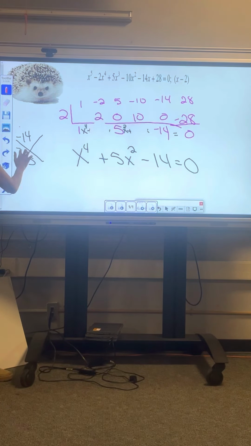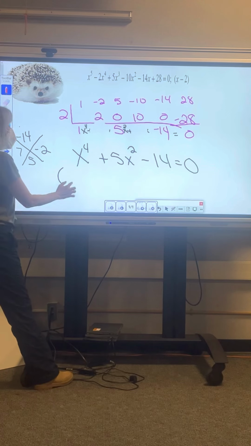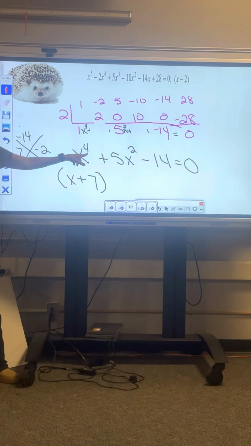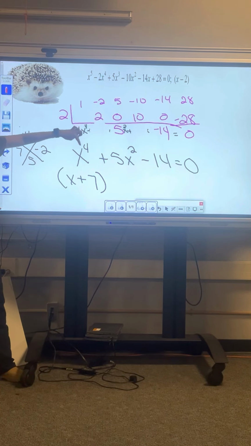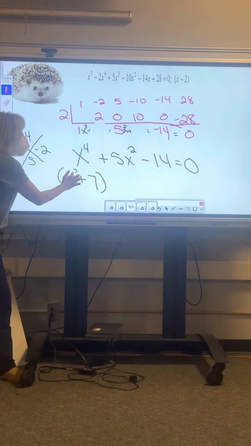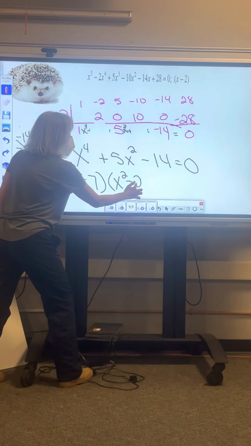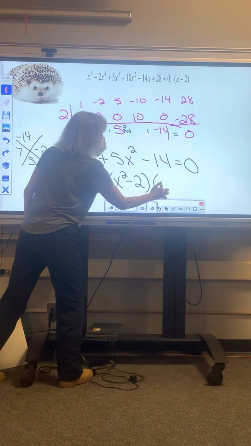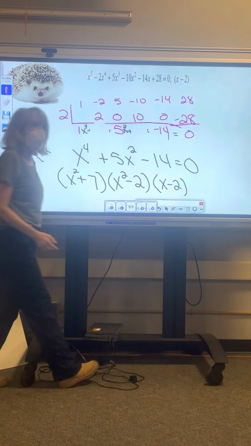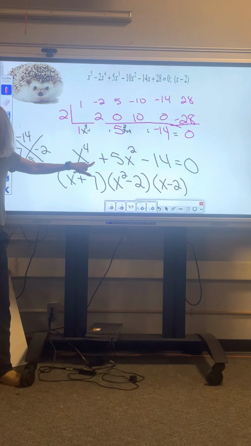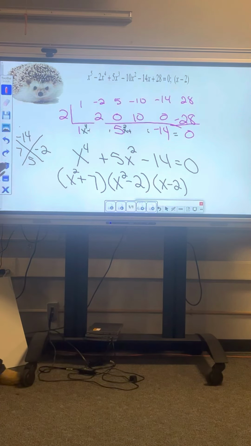She got 7 and negative 2. Now the only thing we want to be careful of when we do our parentheses: it is going to be x squared plus 7, because I have this 4, right? So it's x squared plus 7, x squared minus 2. Why is it? Because this is to the 4th power, so I got to split them up. Great question.